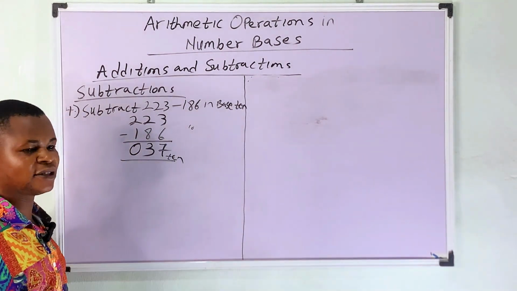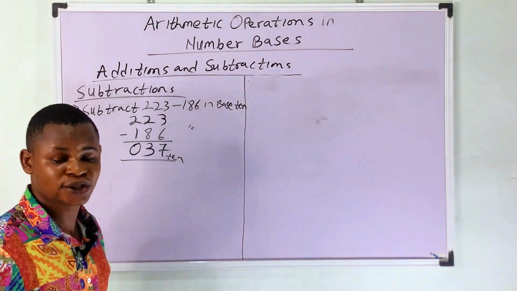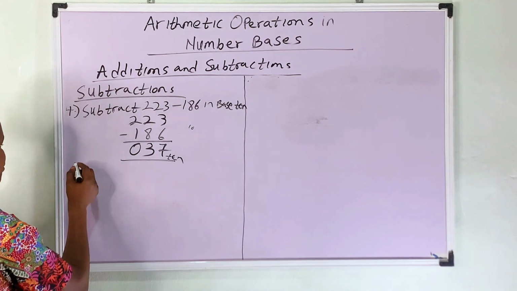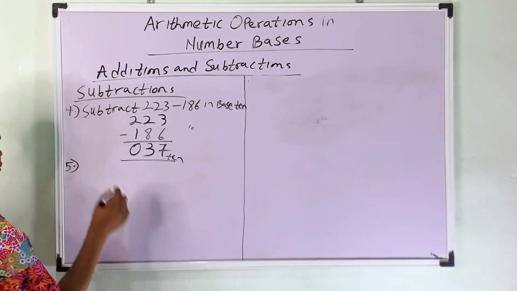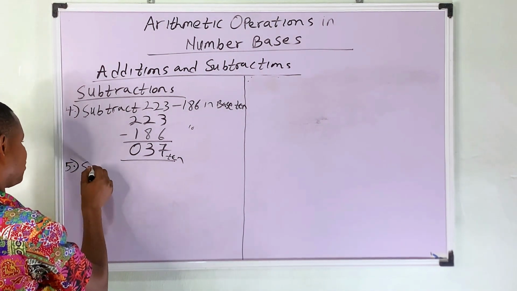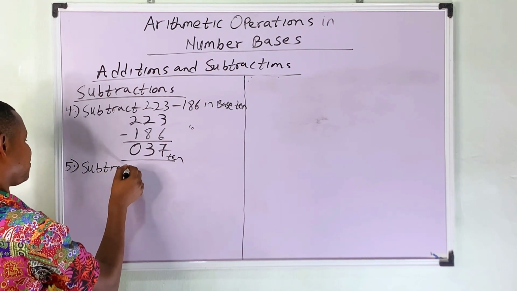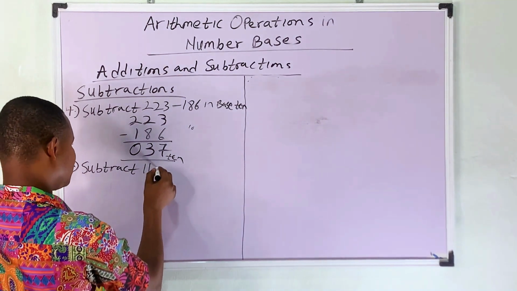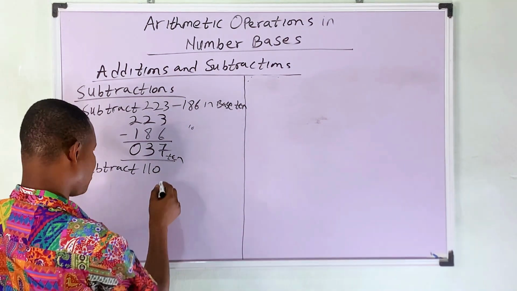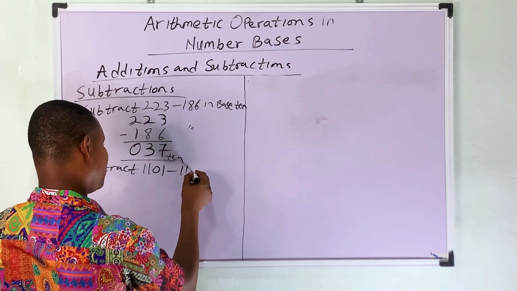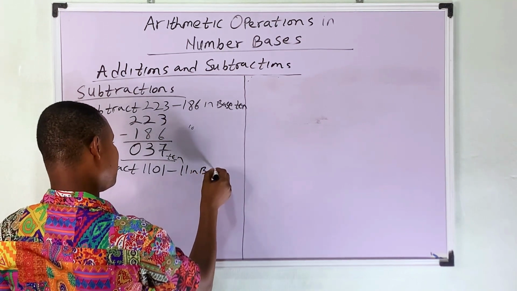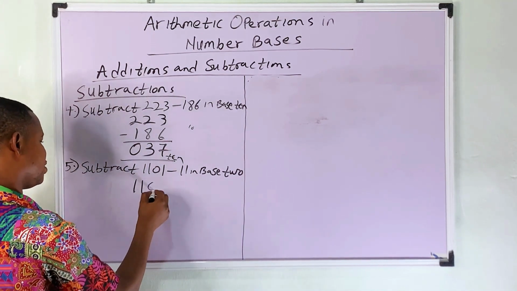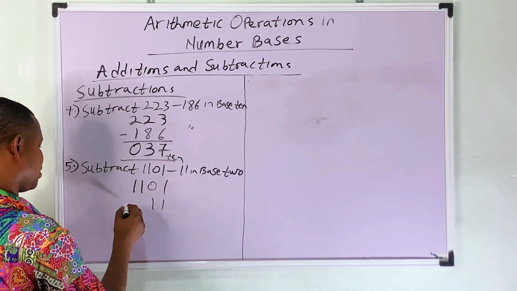So let's solve another subtraction example, but this will be in base 2. Let's call this example 5 and subtract 110 1 minus 1 in base 2. 1101 1.